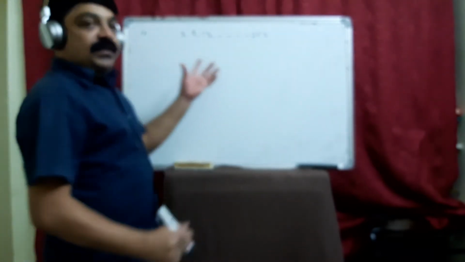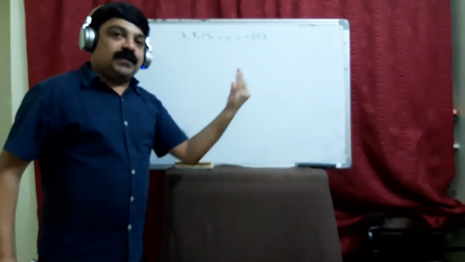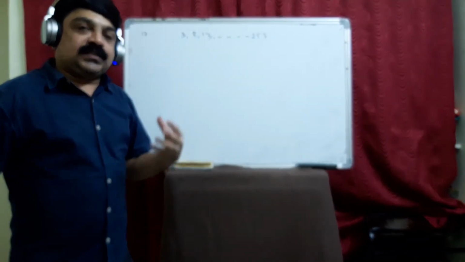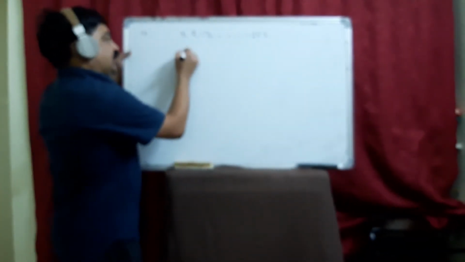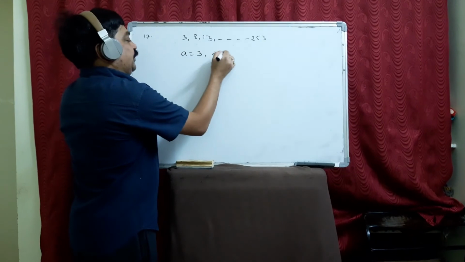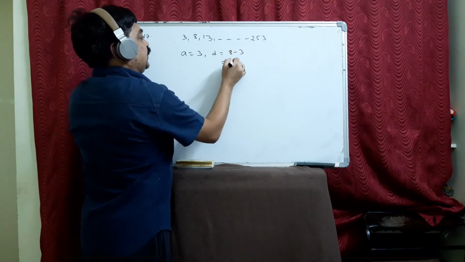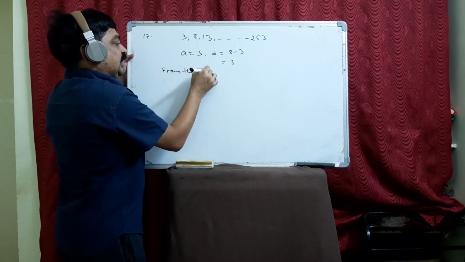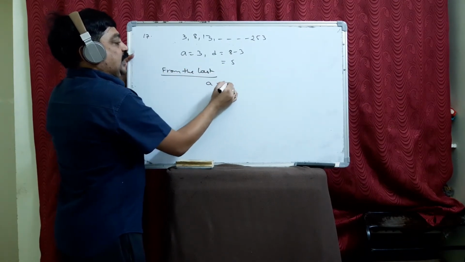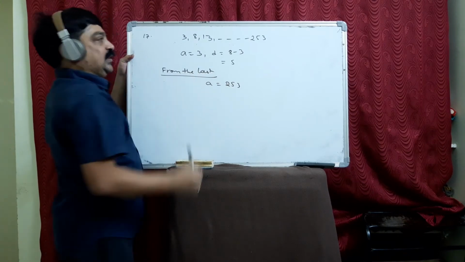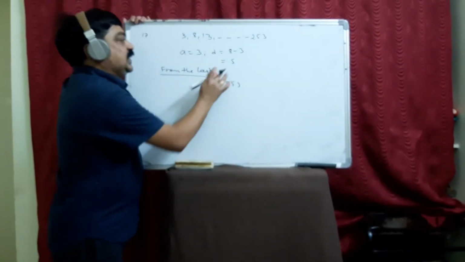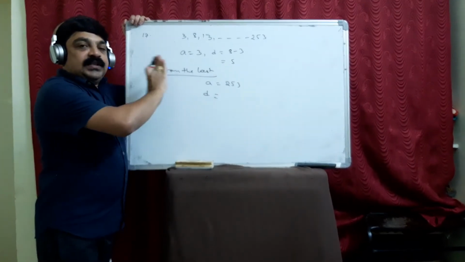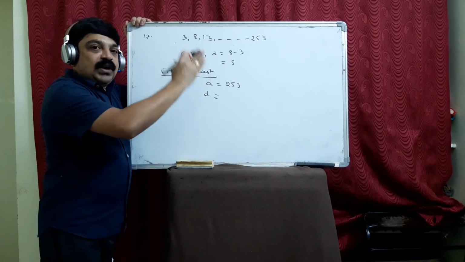Okay, this is a different question. You are asked to find out some term from the last. When they ask something like that, first we write A and D. A is 3, D is 8 minus 3, that is 5. From the last, when you take A, it will be 253. And D will be, see, it is plus 5, no? The common difference is plus 5, you keep on adding D.